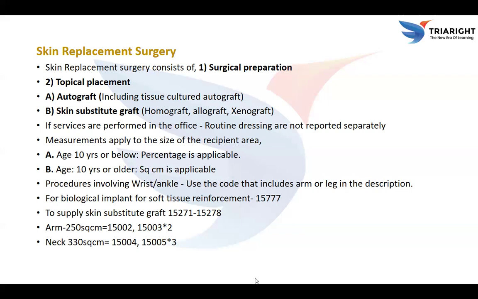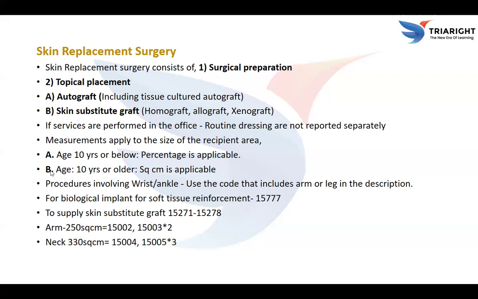So what are the coding rules and important guidelines? First, the office service rule. If done in an office setting, routine dressings are not billed separately. They are included in the procedure. Next is the measurement rule. Measurements are based upon the recipient area, the wound size, but not the donor site size.